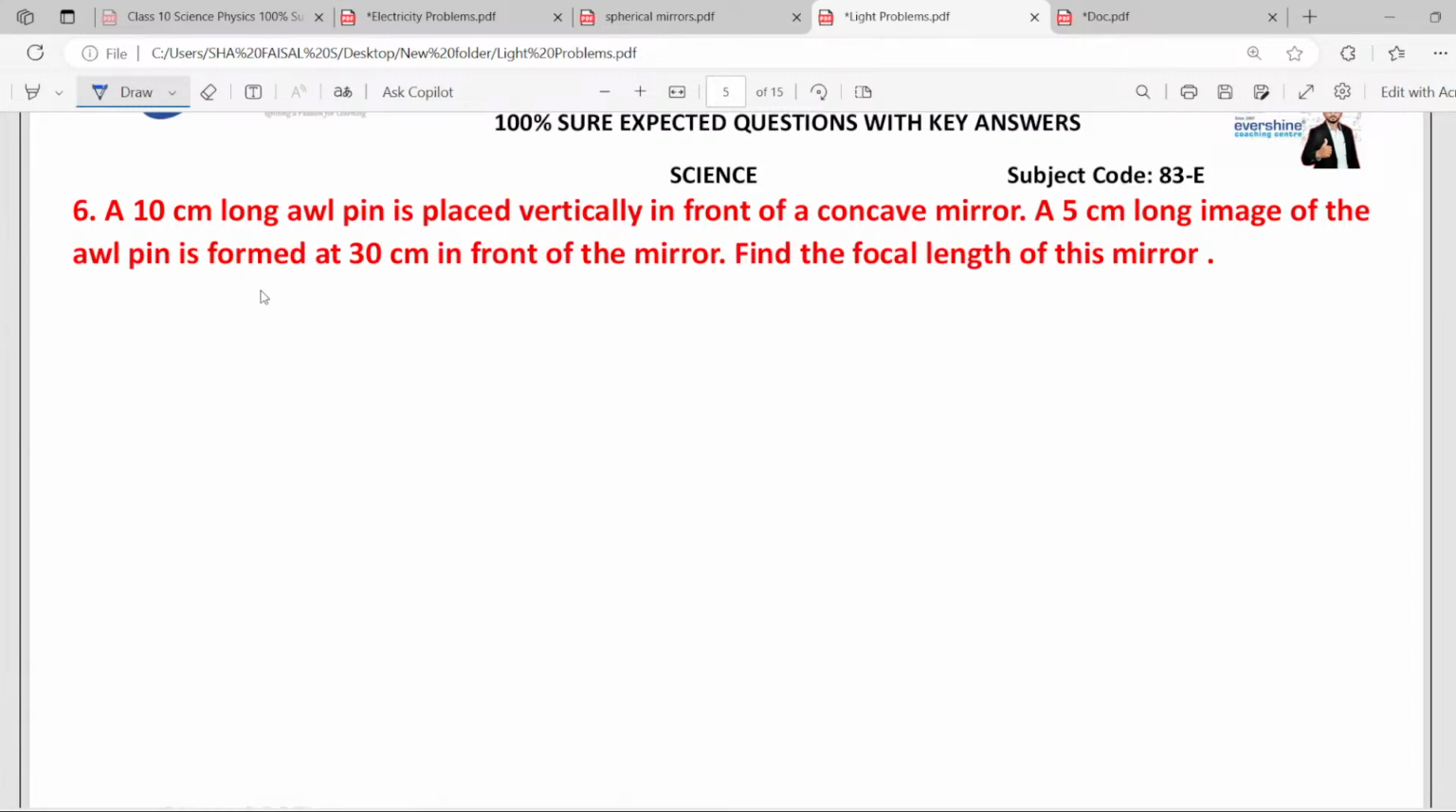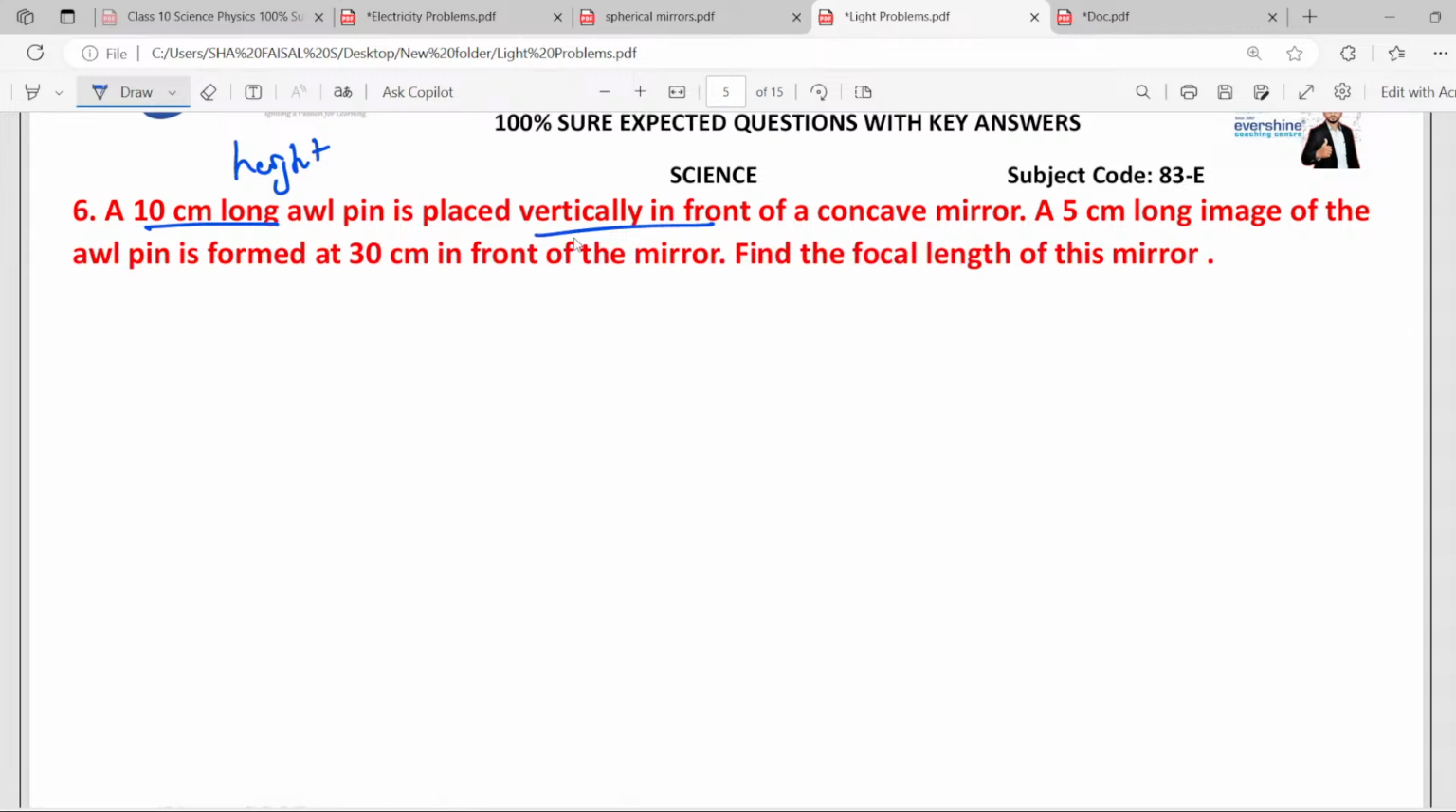Shall we proceed? A 10 centimeter long pin. Long means they have given height. Remember, here long means height. A 10 centimeter height pin is placed vertically, means we have kept it straight in the y-axis direction. We have not kept it horizontally. We have kept it in the vertical direction because the height should always be vertical. That should be understandable. ठीक है?